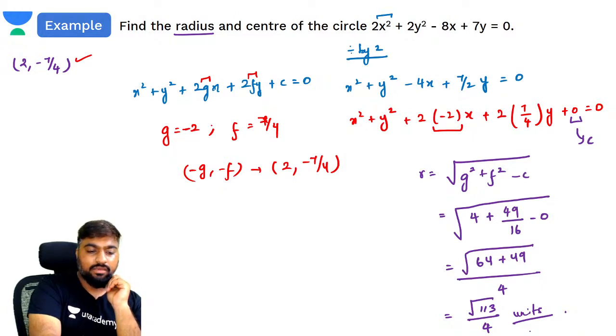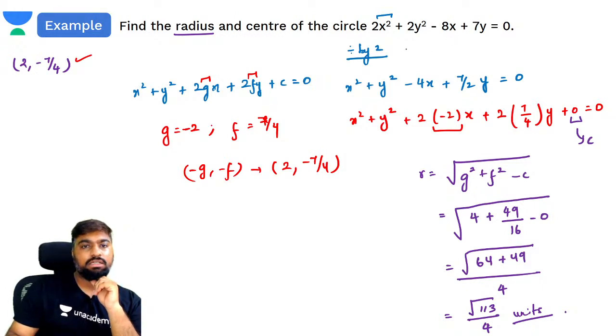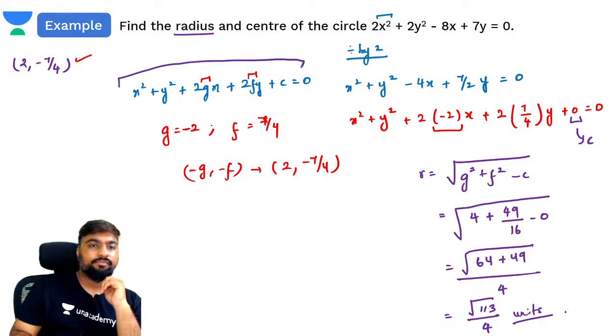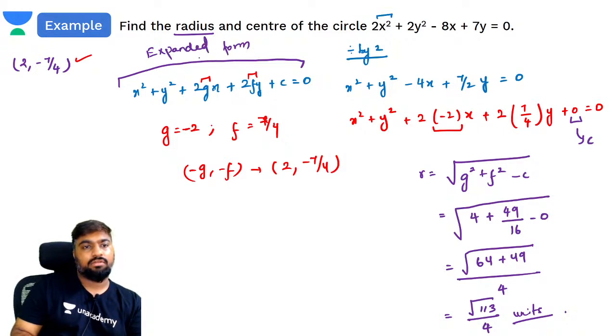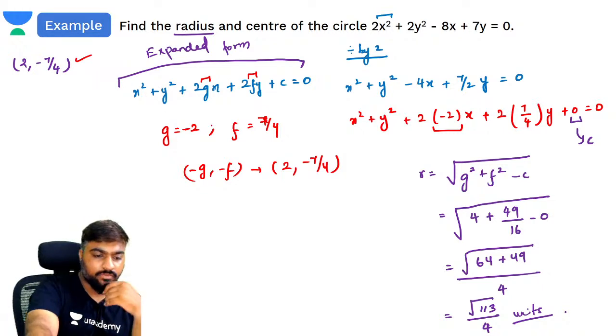For any given equation of a circle, how to identify the center? किसी भी form में हो, write it in the general form and write it in this form, the expanded form. इसको अपन expanded form बोलते हैं. Yes, write it in the expanded form or you can also do this in the general form, no issues.